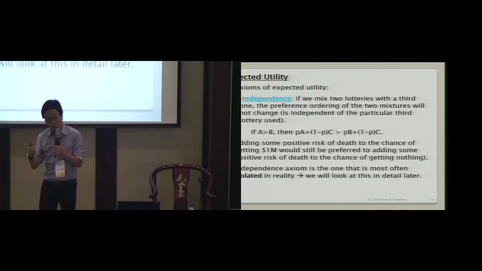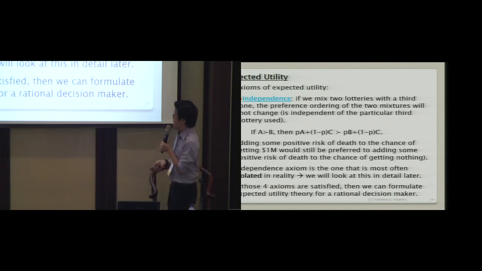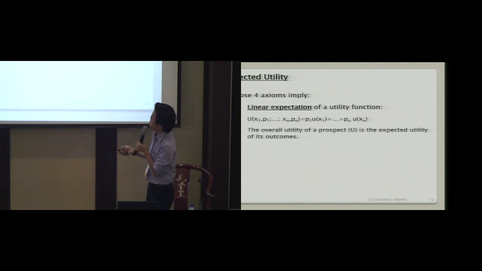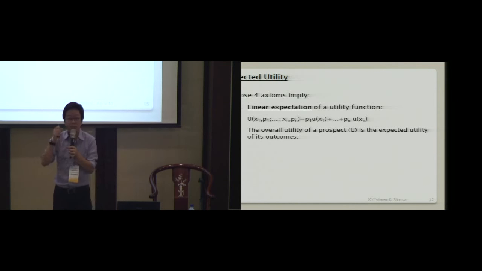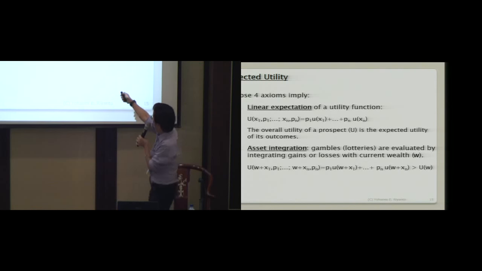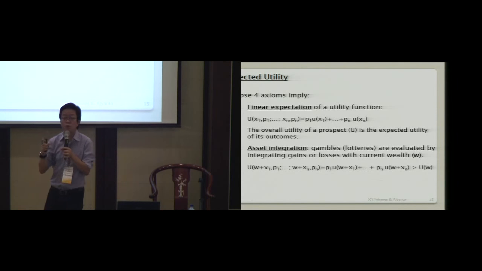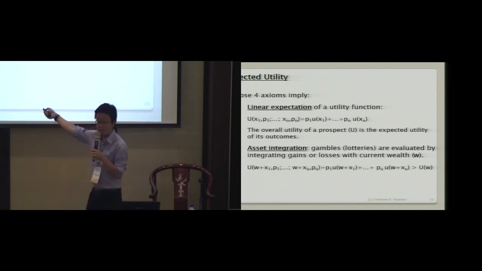So if you have all these axioms satisfied, you can construct the utility function, and then you can use the one that I have shown earlier. If there are two outcomes, you have the probability of outcome 1 times the utility of outcome 1, plus the probability of outcome 2 times the utility of outcome 2, and so on. There could be many more than just two outcomes. So the overall utility of a prospect is the expected utility over all outcomes. That's the basic foundation of expected utility theory. Gambles or lotteries are evaluated by integrating: you don't look at gains and losses separately, you combine them. That's the meaning of asset integration here.